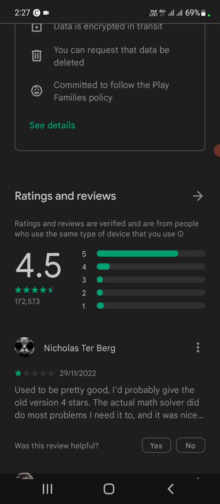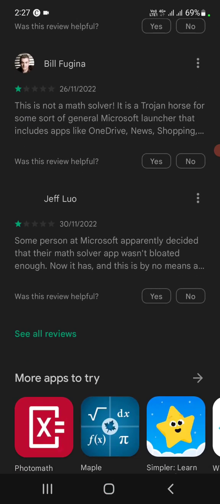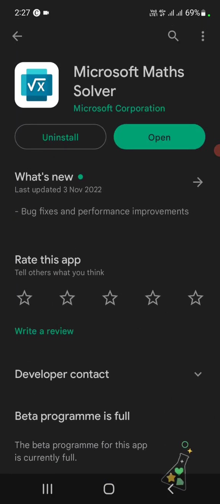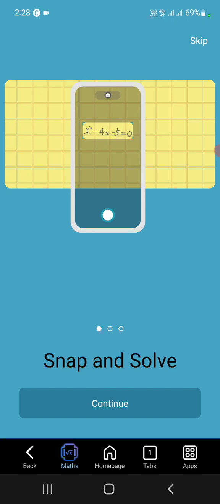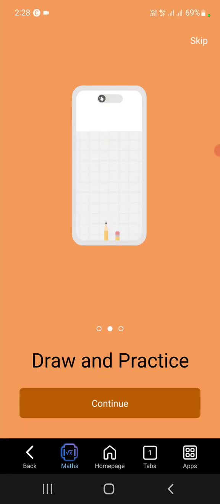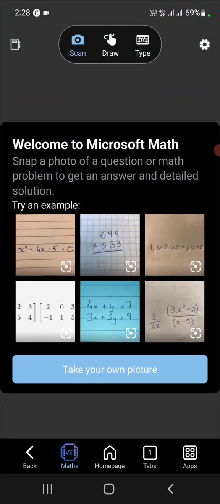Nice. And ratings and reviews, 4.5 star rating. Here are some reviews about this app. And open. Here the Math Solver is open. Here it's opening, and here it opens. Continue, draw and practice, continue.